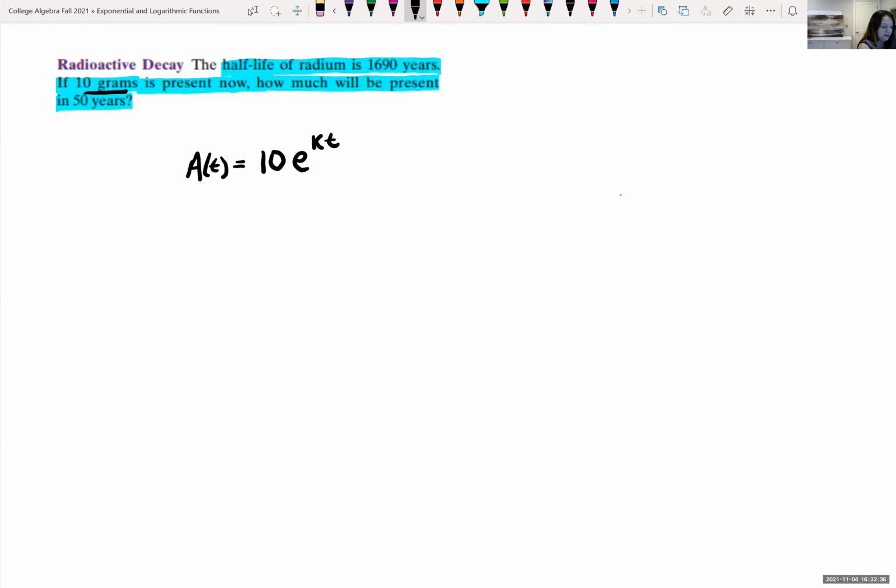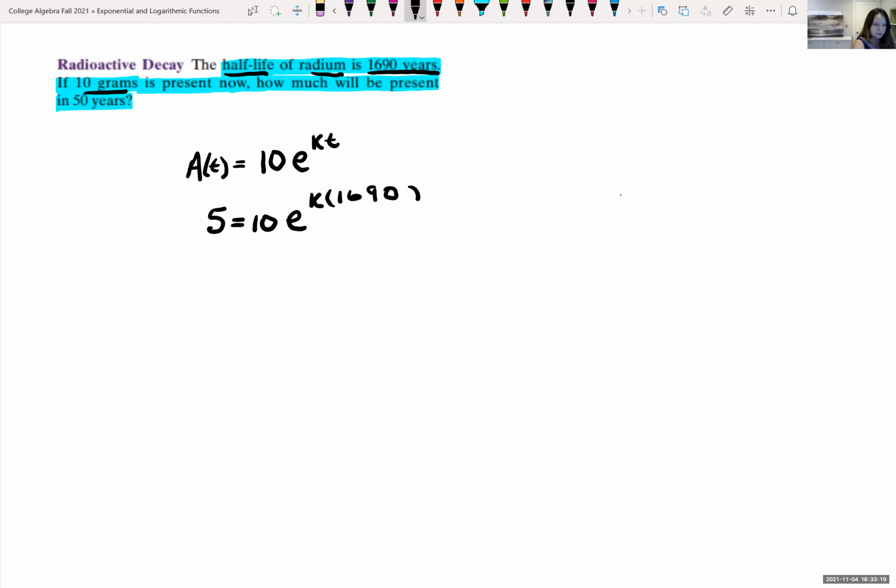But they've given us a little bit of information. They told me that the half-life of this radium is 1,690 years. So half of the original amount, which was 10, would be 5. So I know that my amount of radium left, 5, is equal to 10 e to the k times time. Well, that was going to take me 1,690 years to go from 10 grams to 5 grams. And so with that information, now I can figure out what my k value is.